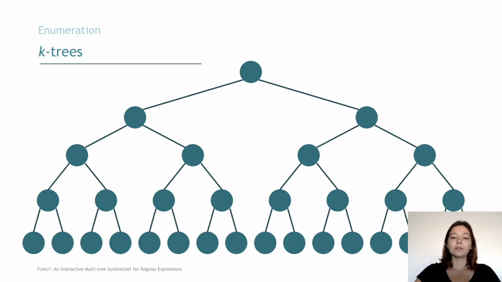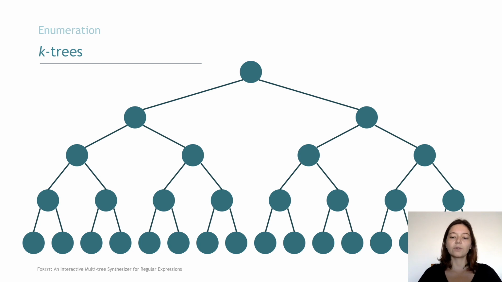The enumerator needs a data structure capable of representing all feasible programs. One such structure used by previous synthesizers is the K-tree. That is a tree in which every internal node has exactly K children and every leaf node is at the same depth. This is an example of a K-tree with K equal 2 and depth 5. The program corresponds to an assignment of a DSL construct to each tree node. The node's descendants are then the construct's arguments.